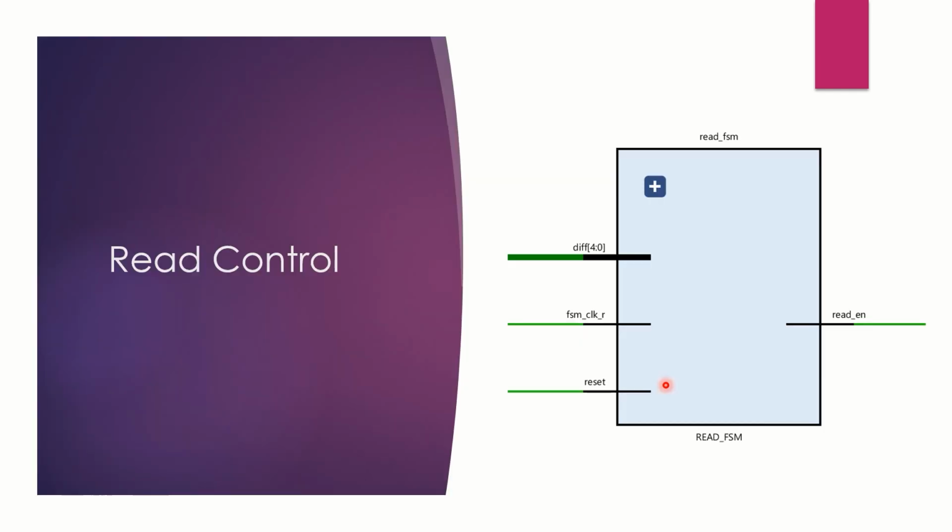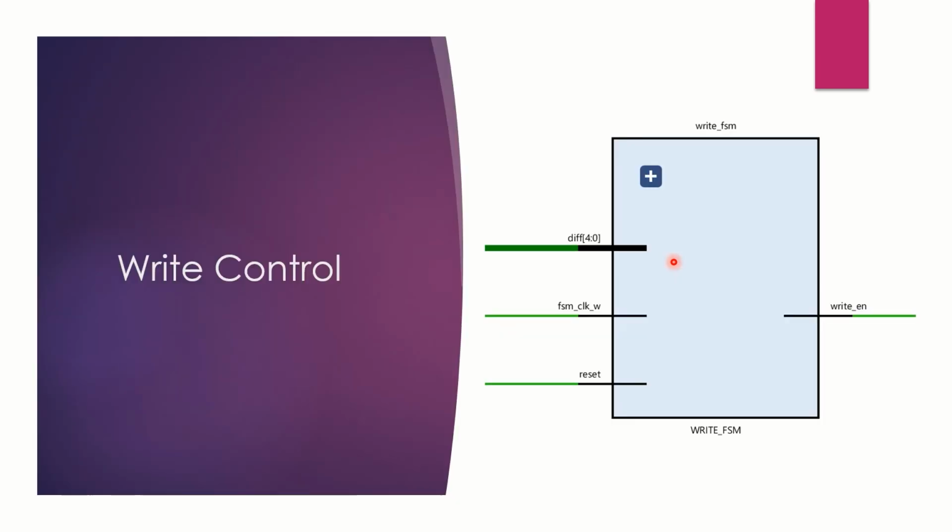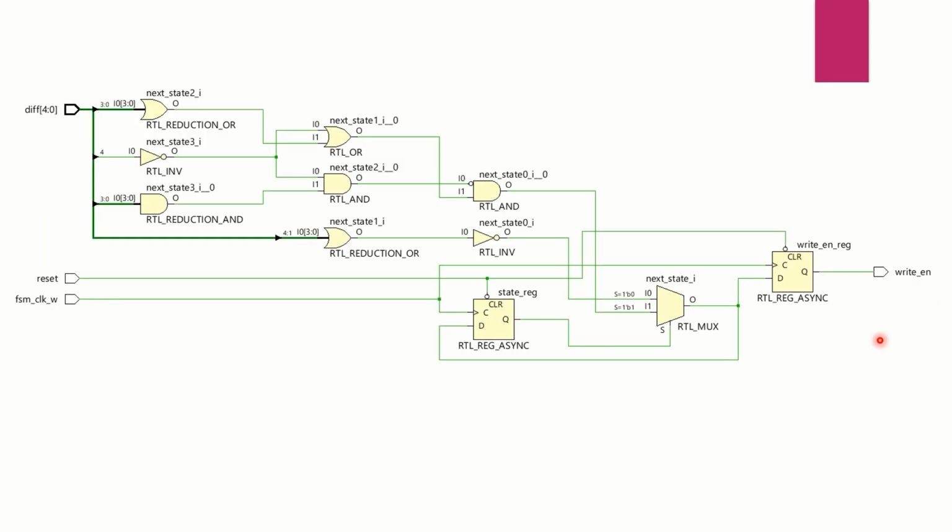This slide shows the read control block, the read FSM. It takes the diff signal, FSM clock in the read domain and reset as its inputs and generates the read enable signal, depending upon the combination logic as shown in the diagram. This slide shows the write control block, the write FSM. It takes the diff signal, FSM clock in the write domain and reset as its input and generates the write enable signal depending upon slightly different combination logic as shown in the diagram.